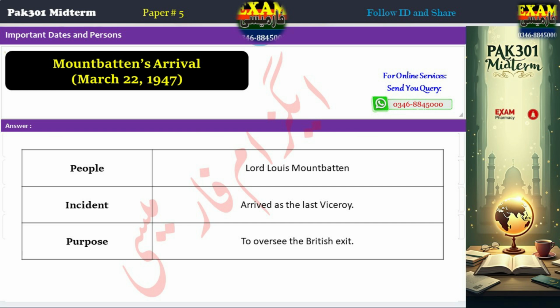Mountbatten's arrival, March 22, 1947. People: Lord Louis Mountbatten. Incident. Arrived as the last viceroy. Purpose. To oversee the British exit.